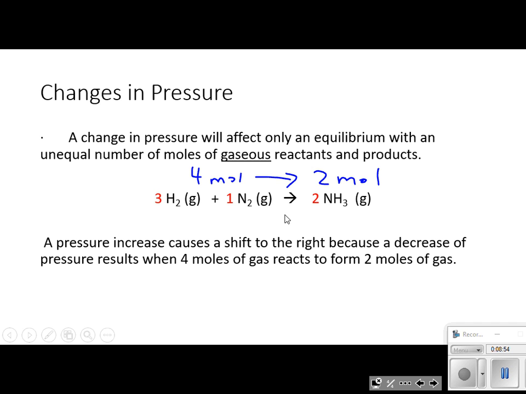So if I increase the pressure, it will cause this equation to make more ammonia, because that's where the pressure decreases. It wants to even it out. What happens if I decrease the pressure? If I decrease the pressure, it's going to go to the side that has more moles, because that will increase the pressure of the reaction.